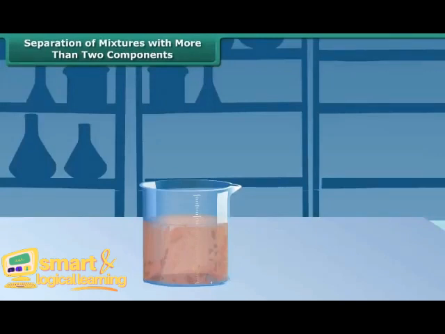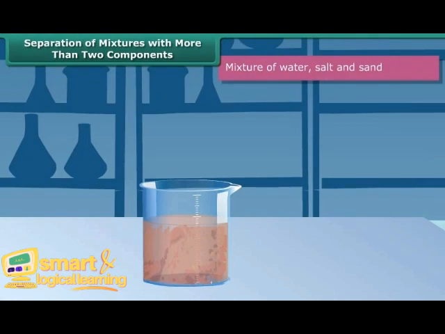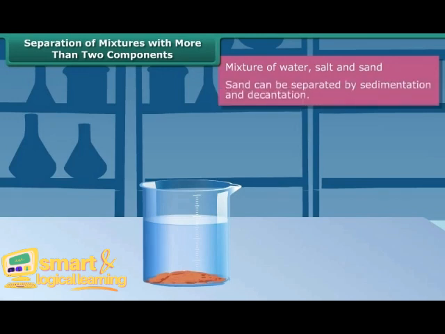Let us do a workout. If you are given a mixture containing water, sand, and salt, how will you separate the three components from one another? You will leave the mixture undisturbed for a while to separate sand. Sand, which is heavy and insoluble in water, settles down at the bottom of container. The mixture is then separated by decantation to get sand.